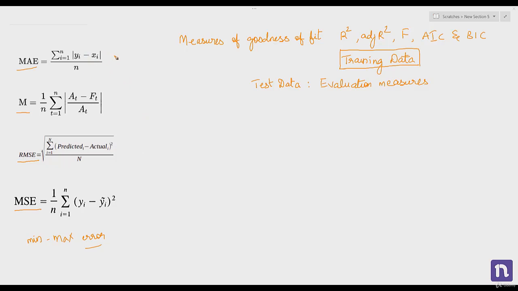From this list of 5 different evaluation metrics, the mean absolute percentage error and the min-max error lie between the range of 0 to 1 or 0% to 100%. So this gives an advantage where you can compare the performance of two different models even if the y variable is of different scales. One y variable could be in tens, another could be in thousands, but still you can compare how accurate these two models are. Let's understand each of these measures.